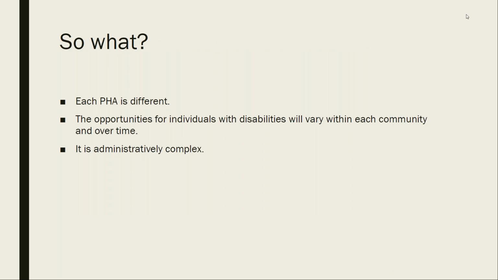Okay, so what? I do hope that I've at least convinced you a bit that PHAs differ in a lot of ways, including how they ration access to housing assistance. And given that variation in housing inventories and rationing approaches, the opportunities for individuals with disabilities will vary within each community and over time. And then finally, it is administratively complex. It is absolutely complex for households trying to get assistance and also for PHAs trying to administer these programs in a fair and efficient way. Next slide, please.